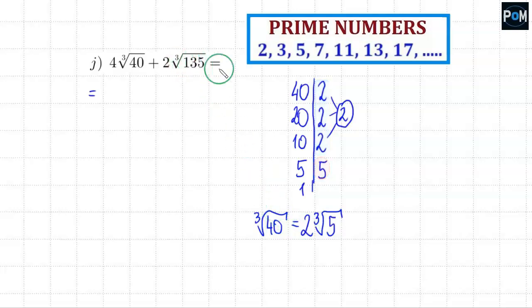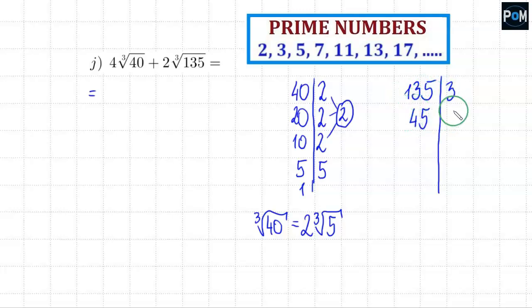Now the number 135 remains. 135 is not divisible by 2, but it is divisible by 3, because when we add the digits 1 plus 3 and 5, it equals 9. The sum of the digits is 9, and such a number is divisible by 3 if the sum of the digits is divisible by 3. And we have to divide it somehow. Out of this, we have 45.